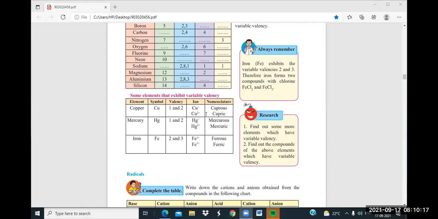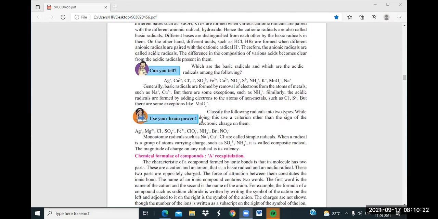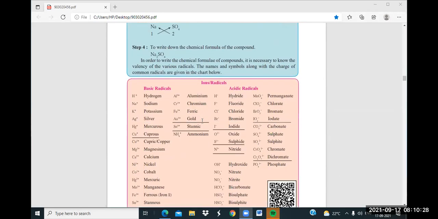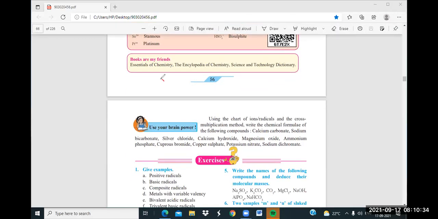Then, bivalent acidic radicals. So these we can write S2-. Then second one O2-. I am writing here, which is that? S2-. Like this, you can write here. Today it's not working properly. S2-, then O2-, like this you can write here as examples.